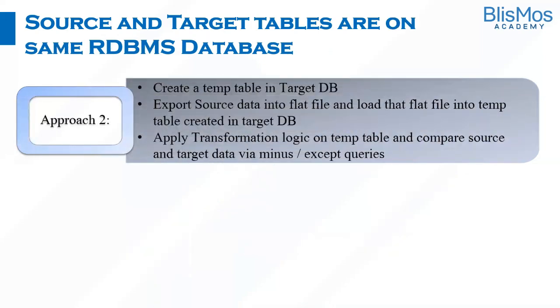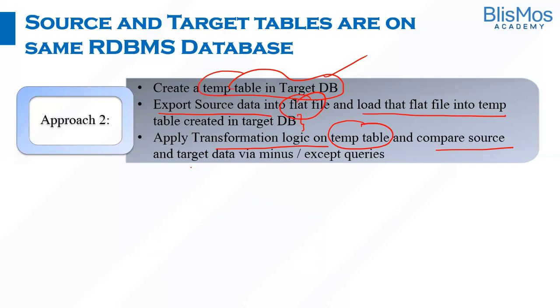The next approach is you can create a temporary table in the target database and export the source data into a flat file and load that flat file into a temp table created in the target database. Apply the transformation logic on the temp table and compare that with the target data by using minus or except queries, depending upon whether you are in Oracle or in SQL Server. So why are we doing this? This is one more approach.